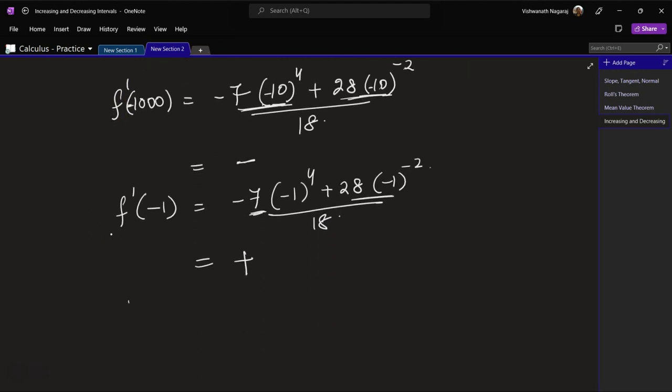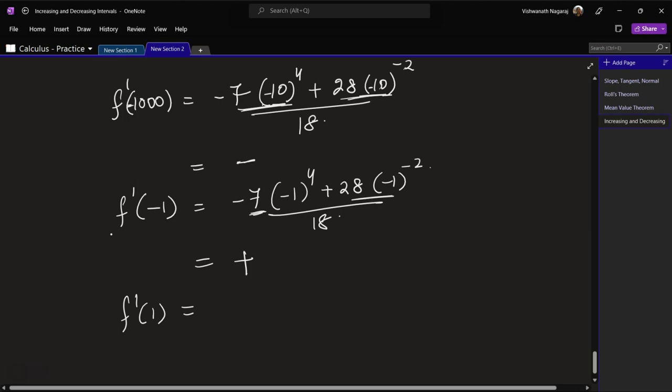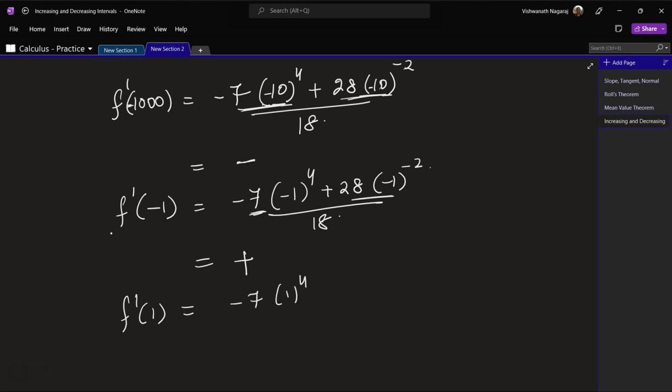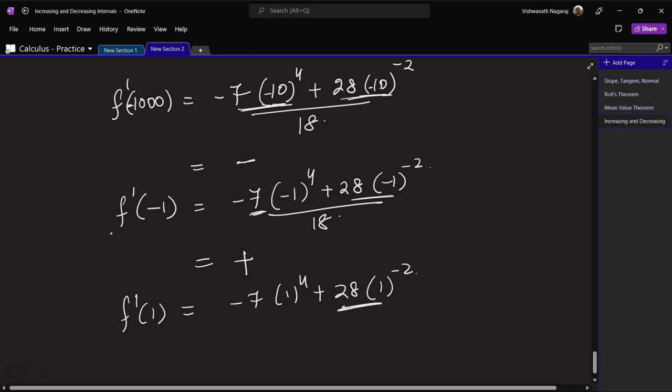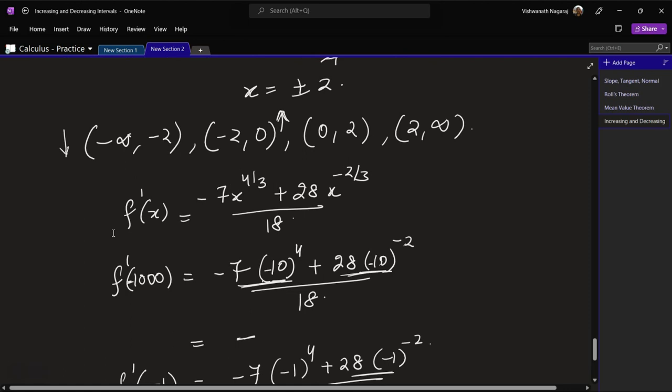Okay, now let's look at f prime of 1. Minus 7 times 1 to the power of 4 plus 28 times 1 to the power of minus 2. So again this is going to be bigger than this, which means this is again going to be increasing.